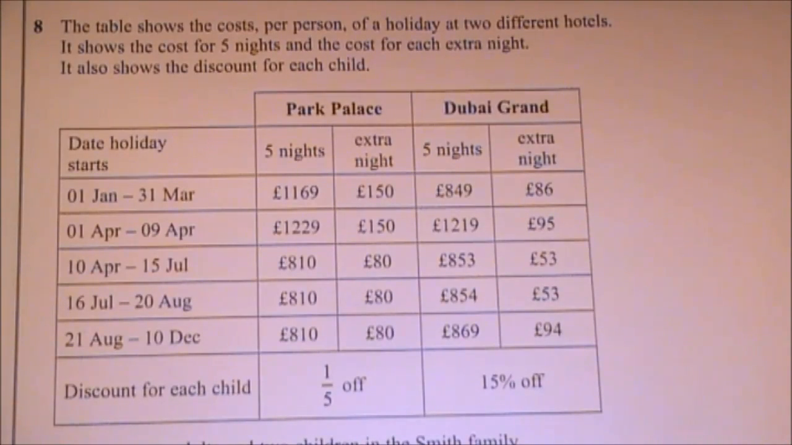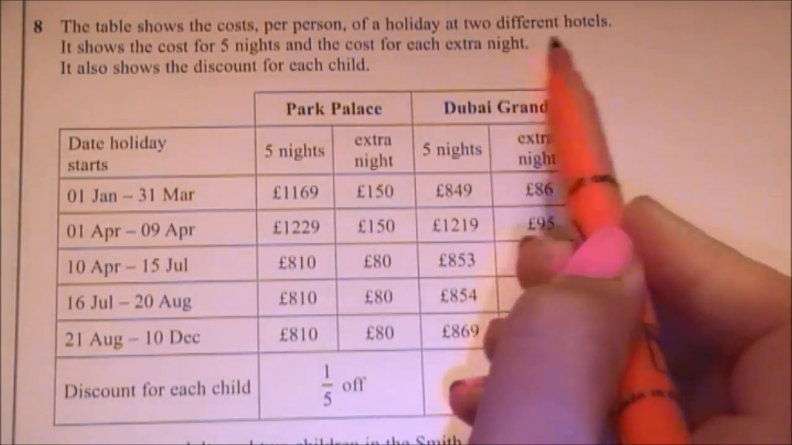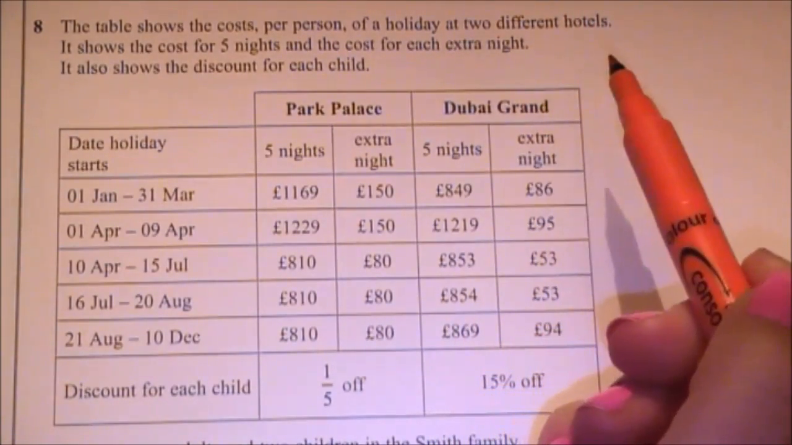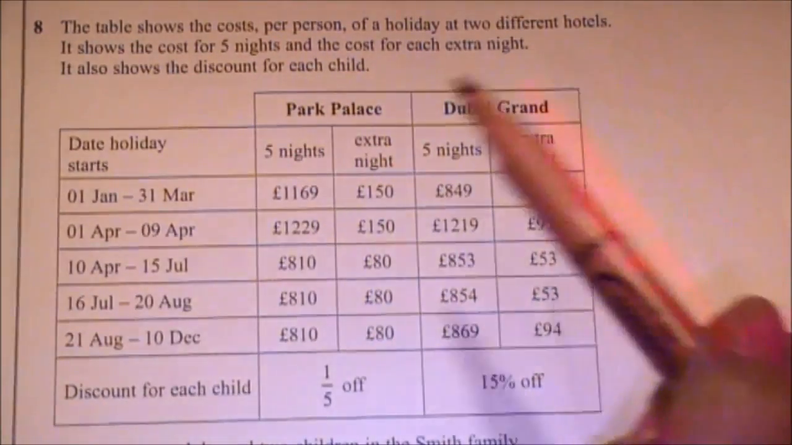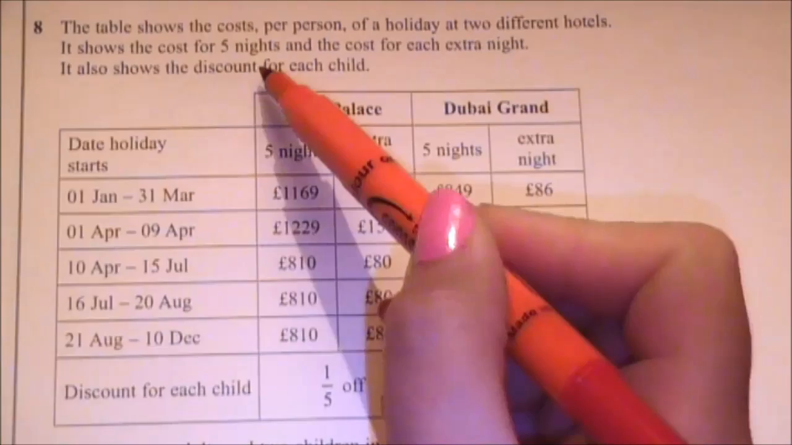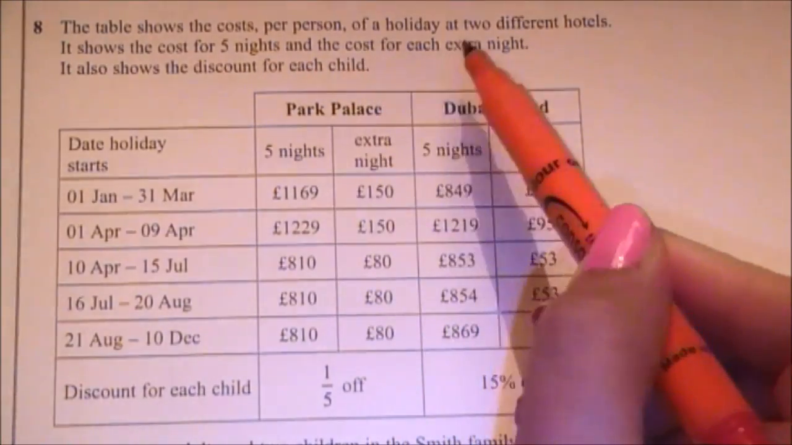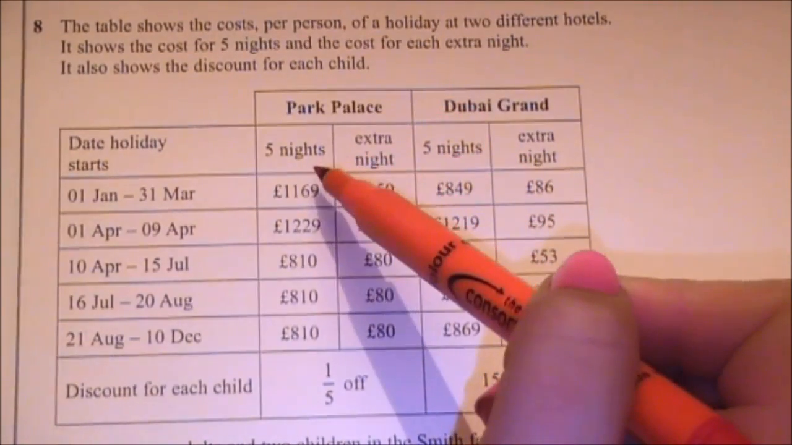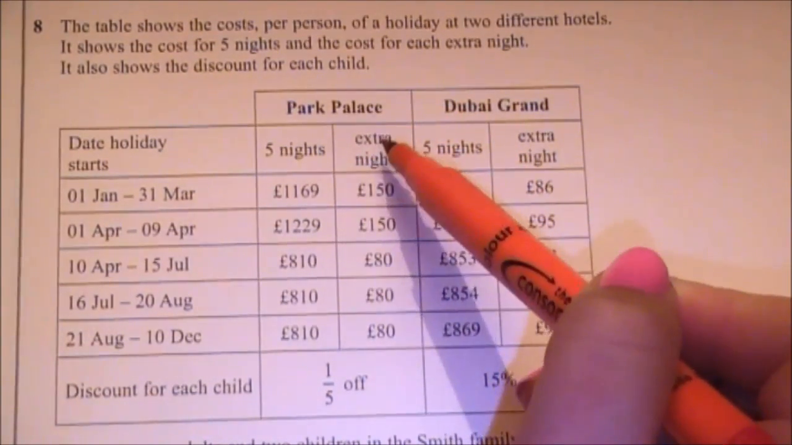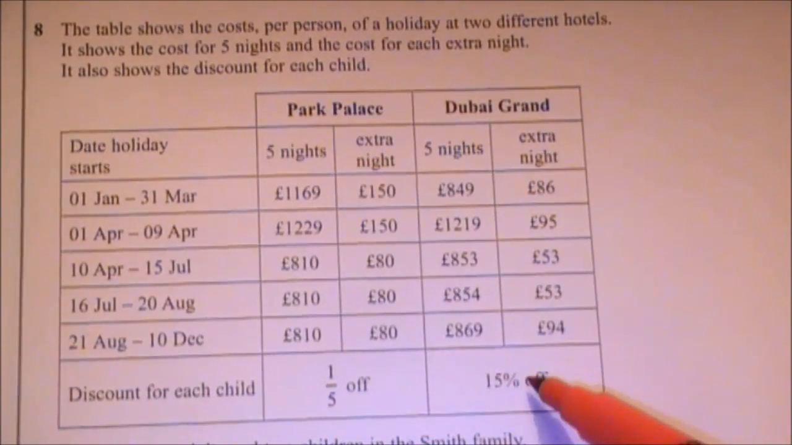Question 8 is another one of our comparison questions. The table shows the costs per person of a holiday at 2 different hotels. I'm thinking already I'm probably going to have to compare the hotel costs, but I don't know yet. It shows the cost for 5 nights and the cost for each extra night. It also shows the discount for each child. 5 nights, each extra night, child discount.